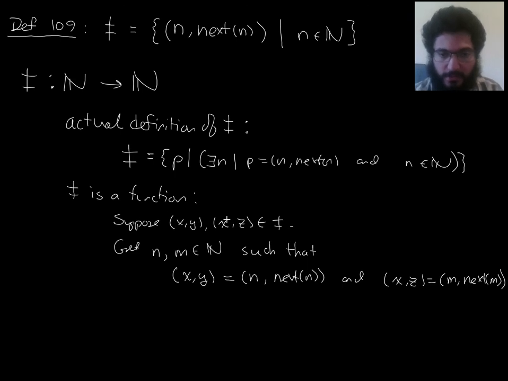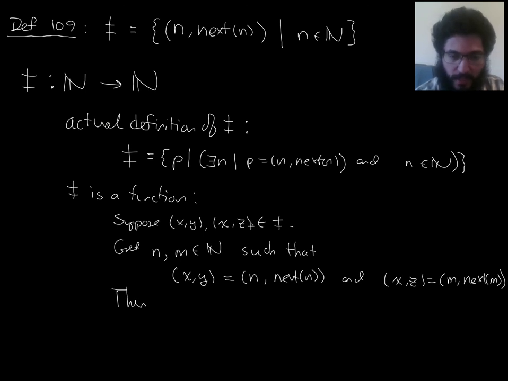Suppose you've got 2 pairs in there with the same first coordinate. Then because they're in there, what do we know about them? We know that this holds for them, right? Think about axiom 5, with these playing the role of p. So this statement, but with each pair being in the position of p. Then by existential instantiation, we can get n and m such that x y is n next n, and x z is m next m, and n and m are natural numbers.